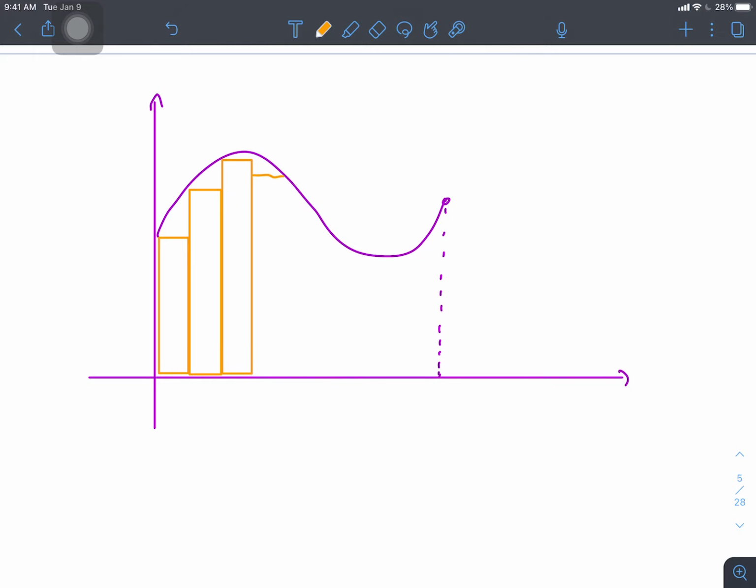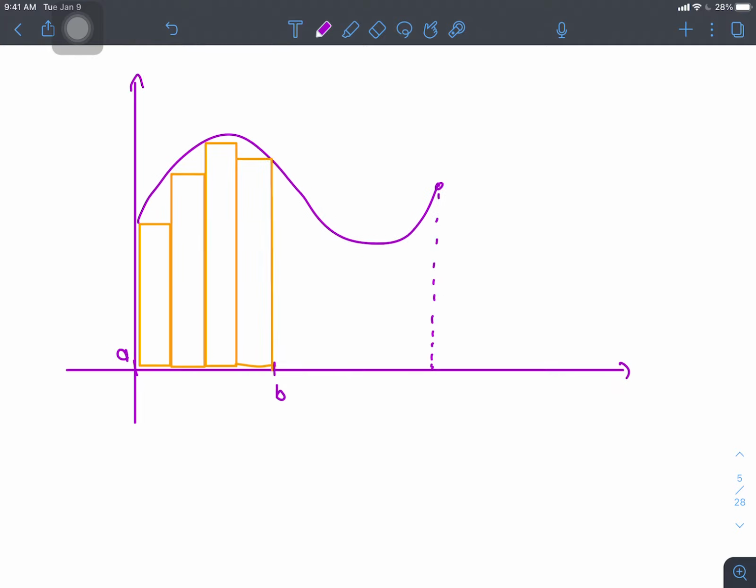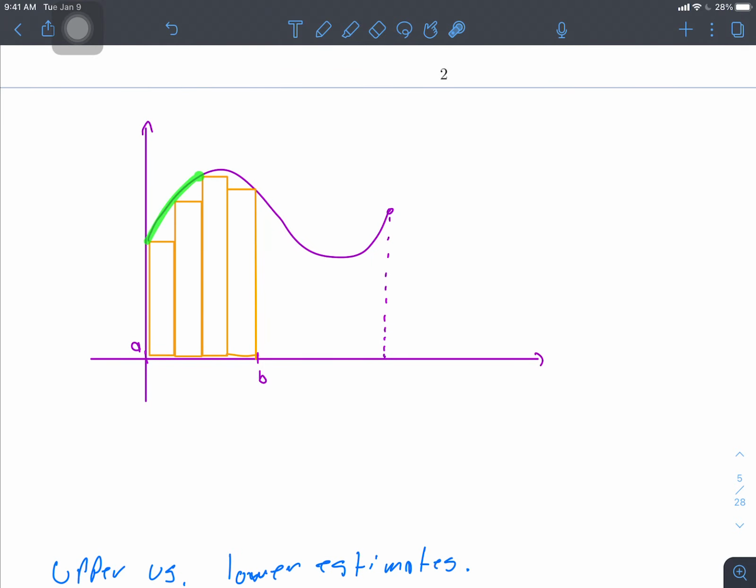I'll just do a couple more and we'll just go from A to B. How about that? So this is A and this is B. To find the area underneath this curve from A to B, I'm talking about this area which is enclosed by the green stuff. To find that area, Riemann said, I can get pretty close by taking these rectangles and adding them up.